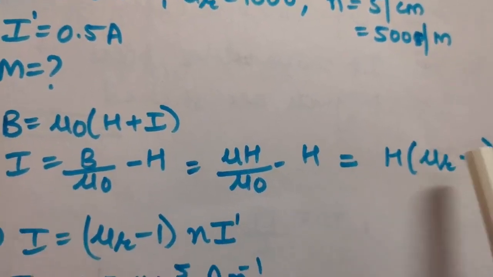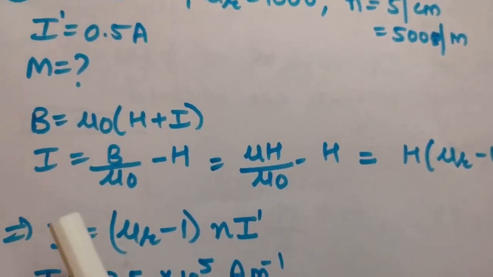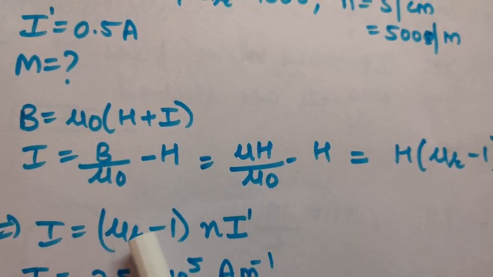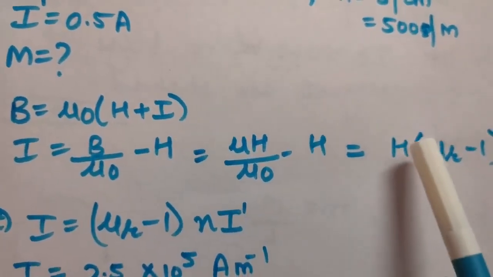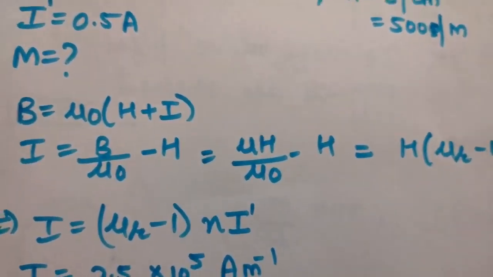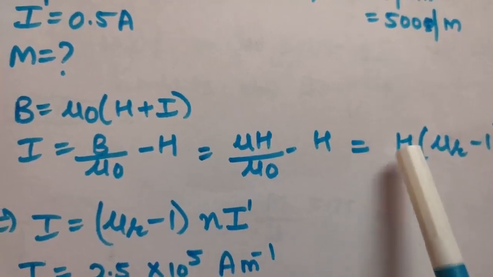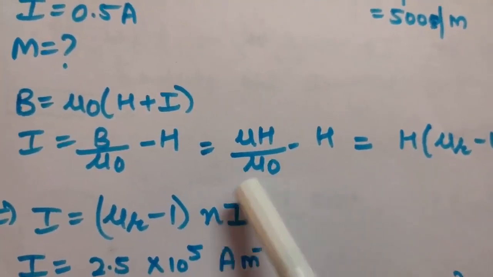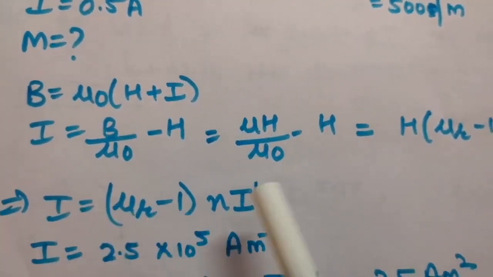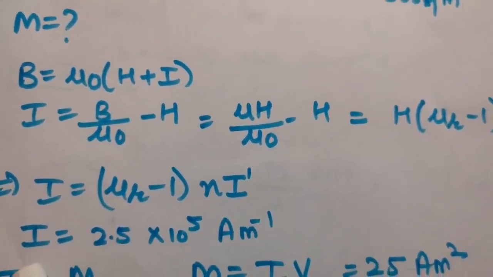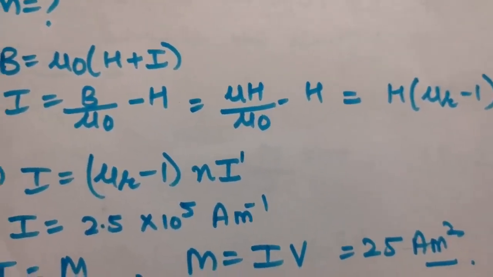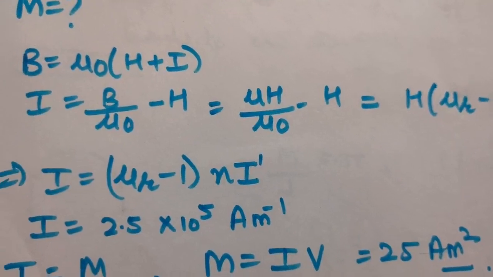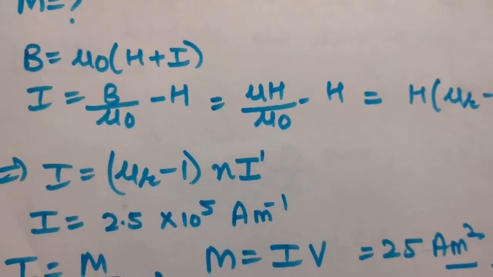So from here, if I write down again I, it will come to be mu R minus 1 into H, and now H is N I dash, where I dash is our current. Now you know all the values, they are given in the question. So you can easily calculate it from here. That will come to be 2.5 into 10 to the power 5 ampere meter inverse.